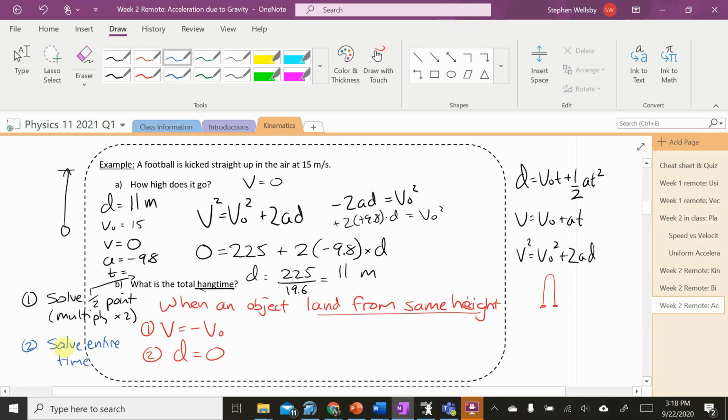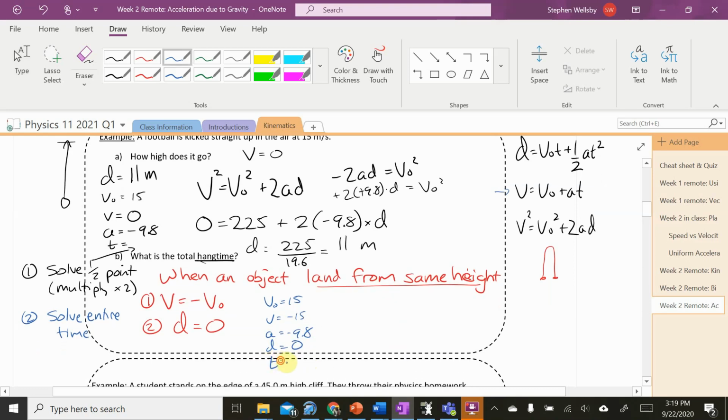So let's try the first one here, solving the halfway point. You've got the D, the V naught, the V, the A, and we can solve for the T. So we can use this one, for example, and solve for T. But let's try doing the entire trip, how long it takes to go all the way from the bottom up to the top and then back down to the bottom again. In this case, we know our V and our V naught. So our V naught equals 15, our V is going to equal negative 15, A equals negative 9.8, D equals 0, and T is what we're trying to find out.